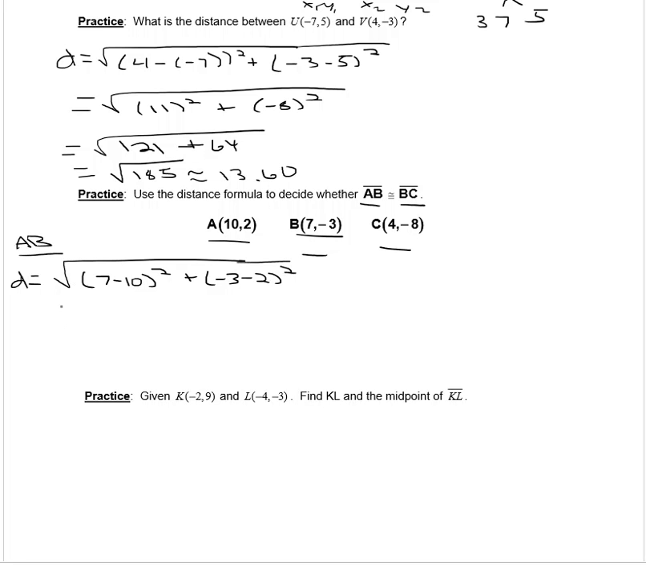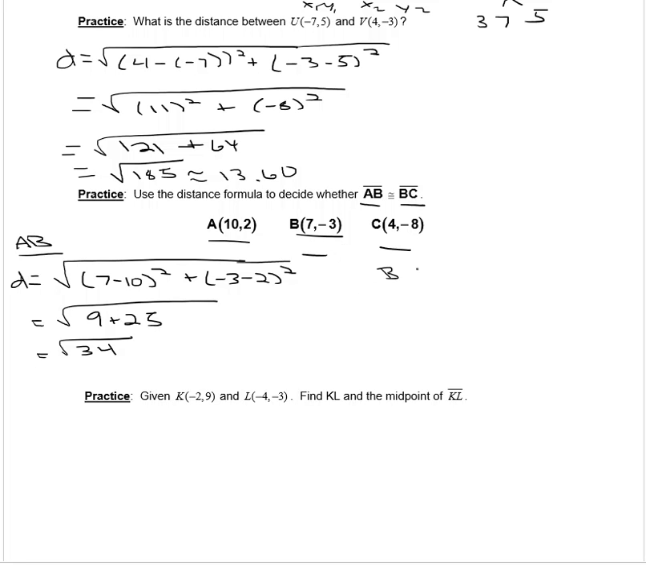So this is for AB, and so I've got over here, well, 7 minus 10 is negative 3. Negative 3 squared is 9. Negative 3 minus 2 is negative 5. Negative 5 squared is 25. So that equals the square root of 34. Okay, so if BC also has a distance of square root of 34, then we can say yes, they're congruent. So let's check.